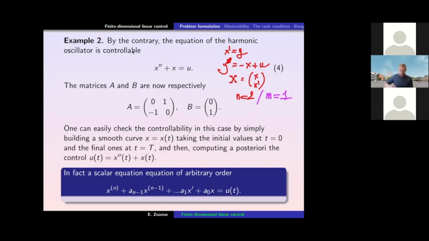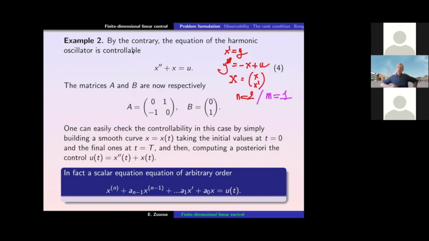So actually, there is a more general remark: regardless of how high the order of the differential equation is, whenever you are considering ordinary differential equations which are scalar, regardless of how big the order n is, just one control suffices to control the system.